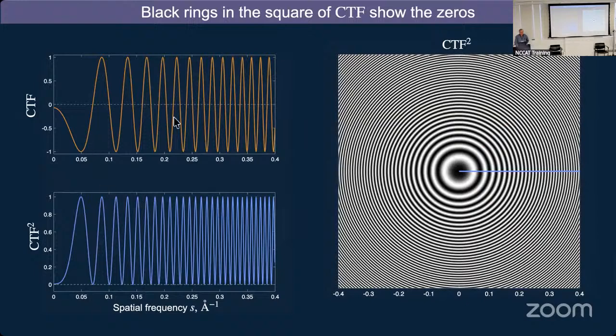Now, this is the contrast transfer function, and this is the square of the contrast transfer function. So why do we square it? Well, you'll see in a minute, but if I do the square of the contrast transfer function, then what happens is that I get a high intensity of 1 at a peak here, and then 0 when the contrast transfer function crosses 0, and so on. So this is now the square of the contrast transfer function.